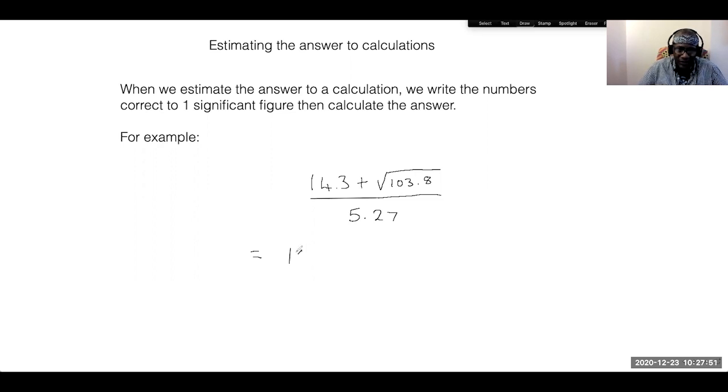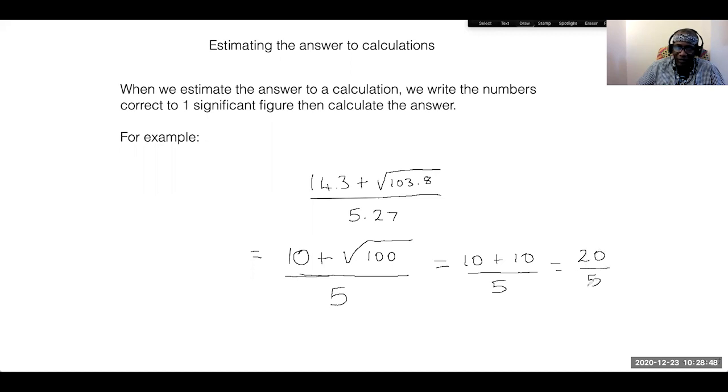That will give me 10, plus 103.8 taken down to one significant figure. That's going to be the square root of 100. And then that is going to be divided by 5.25. One significant figure will be 5. So that will be 10 plus the square root of 100, which is 10, over 5. So that's going to be equal to 20 over 5. So your answer will be 4.